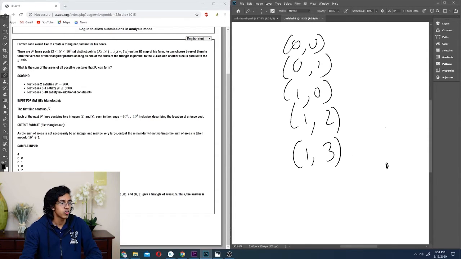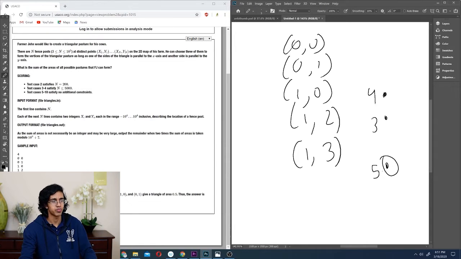So we have 1, 0, we have 1, 2, and we have 1, 3. The sum of all the edges to this one is going to be 2 plus 3, which is 5. This one, on the other hand, is going to be 2 plus 1, which is 3. But this one is going to be 1 plus 3, which is 4. And you're like, wait, that does not have any pattern whatsoever.